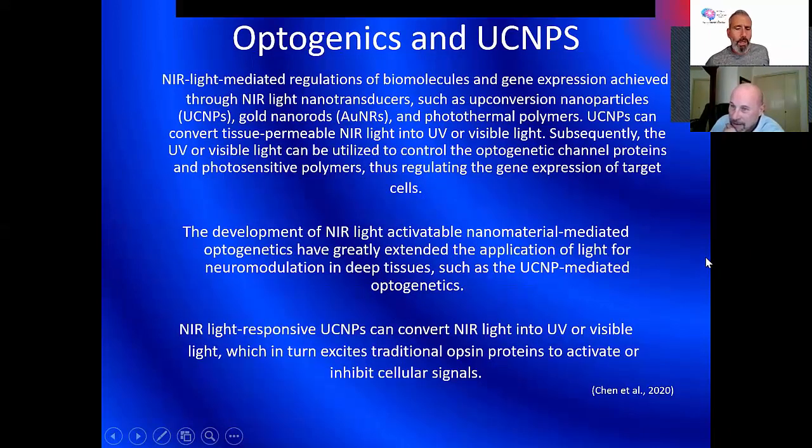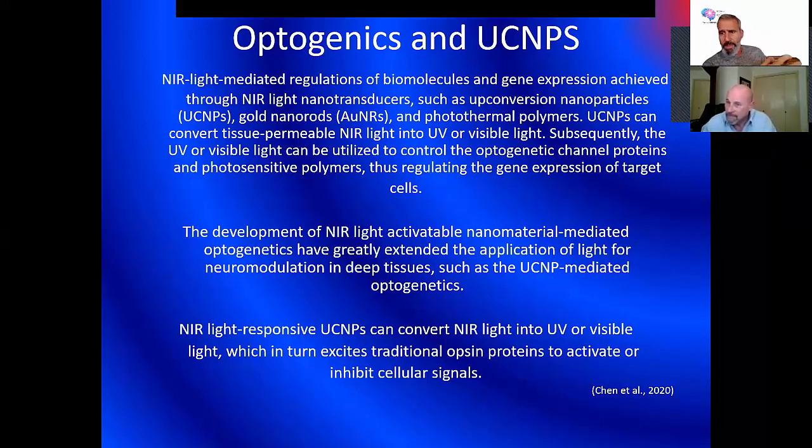There we go. So you're saying here that the development of near-infrared light-activated particles optogenetically has greatly extended the application of light for neuromodulation in deep tissues. Reading the second paragraph, my question is, don't we have bacteria and cells within our body that will bioluminesce when we hit them with light? Don't we already have some kind of endogenous nanoparticles, if you will, nanomaterials?